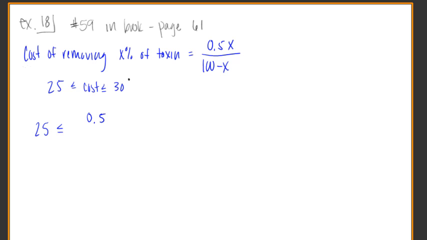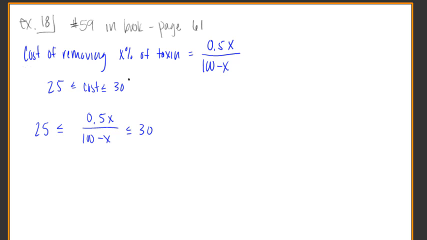We can say that we're going to put this right here in the middle, the 0.5x over 100 minus x, and we're going to sandwich that between 25 and 30, because what it's finding is this represents the cost. Okay, this is the cost for a specific percentage. And we know the cost can be greater than 25 million but less than 30 million. So when we solve for x, let's say x comes out to be 10, then we can remove 10% for sure between 25 and 30. Okay?